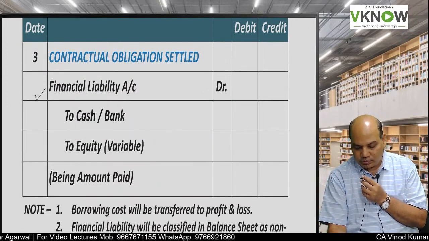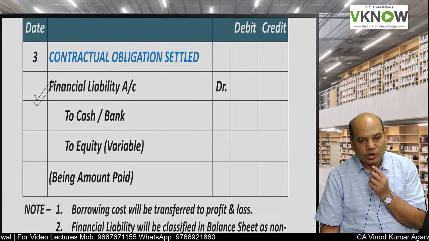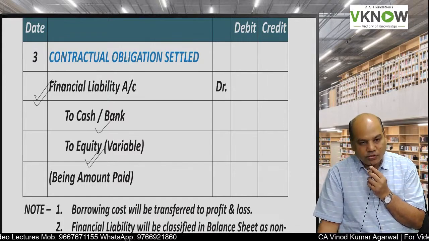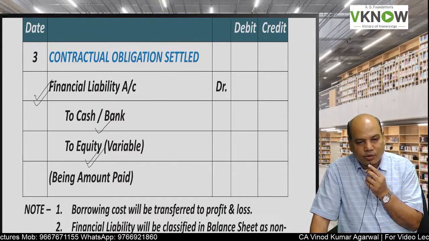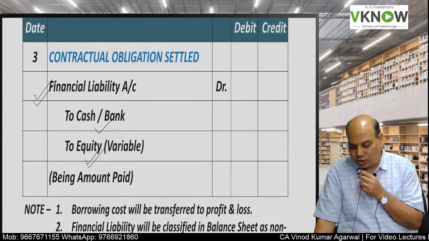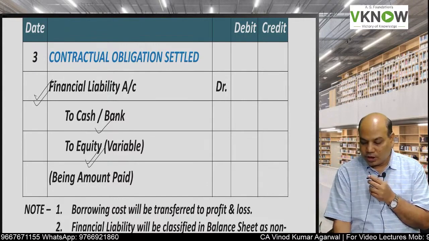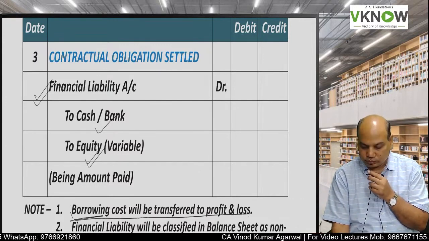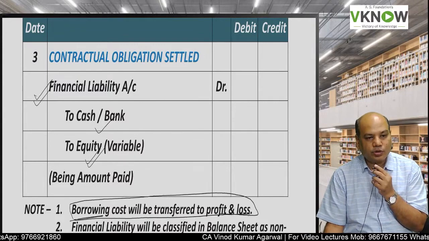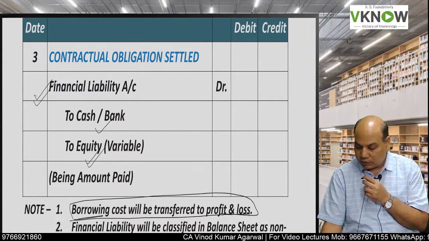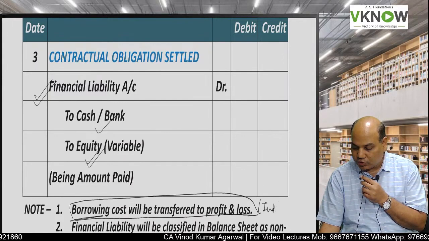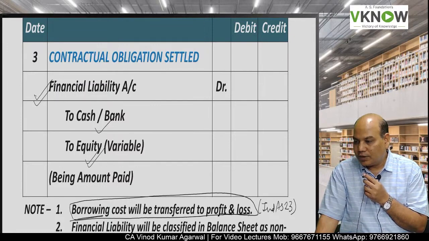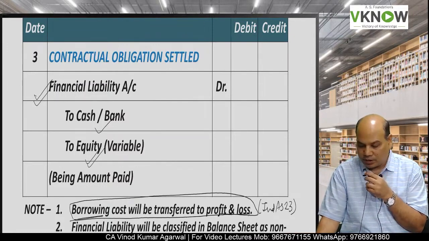Any payment made will be credited to bank account, and if settled in the form of equity instrument, then to equity, being amount paid. Some care we have to take: borrowing cost will be transferred to profit and loss account. However, you have to also see IND AS 23, borrowing cost. If they permit capitalization, then you can capitalize it.